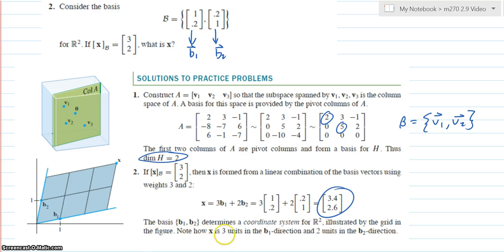The basis B1, B2 determines the coordinate system of R2, illustrated by the grid in the figure. Note how x is 3 units in the B1 direction and 2 units in the B2 direction. So there's x, here's the B1, and here's the B2, all in 2D. Right? B1 is like 1, 2, and B2 is 0.2, 1. So those are the two vectors there. And then the x is 3 of the B1s and 2 of the B2s. And that concludes this section.